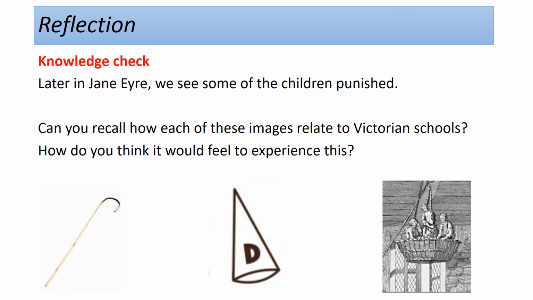Now that you've completed your paragraph, we've almost come to the end of today's session, and although we haven't got time to read any more of Jane Eyre, later on in the text some of the children are punished using some of the methods we learnt about earlier on in today's session. So before I end this lesson with you, I want you to just finish off by checking you can remember what each of these images relate to in terms of Victorian schools and punishment. So you'll see there's 3 images on the screen there linking back to what we learned earlier on.